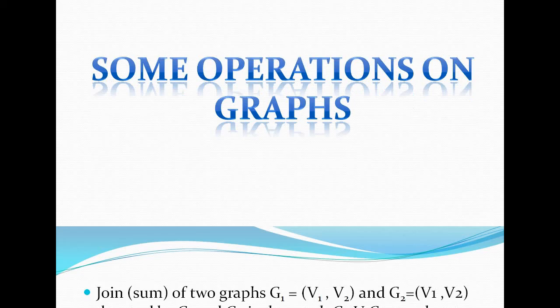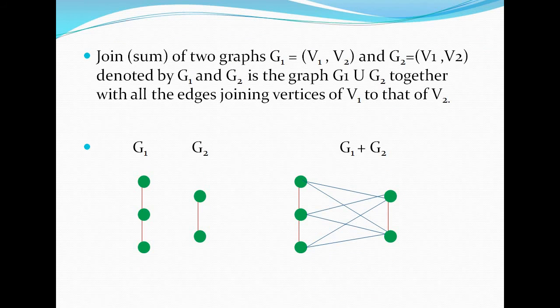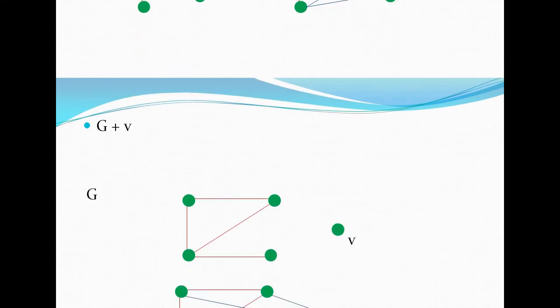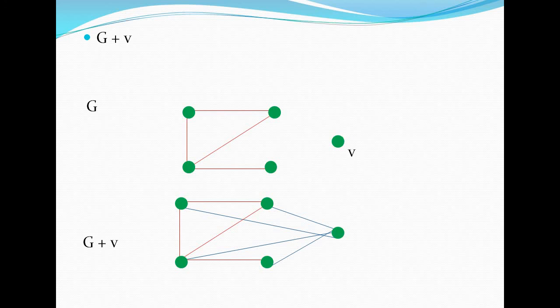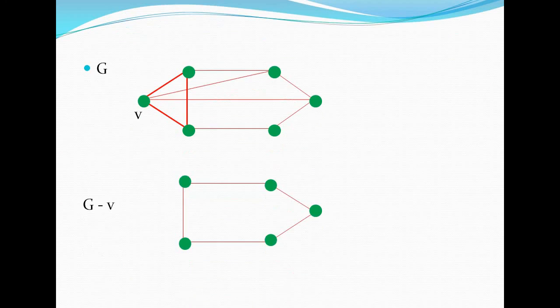Some operations on graphs. The join of two graphs G1 with vertex set V1 and G2 with vertex set V2, denoted by G1 + G2, is the graph G1 union G2 together with all the edges joining the vertices of V1 to those of V2. So this is a G1 plus G2 graph. And this is an example of addition of a vertex. If we want to add a vertex, we have to add an edge between the vertex v and every other vertex of G. That is called the G plus v graph.